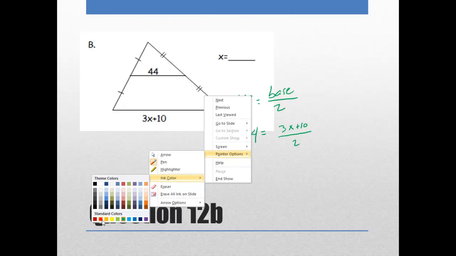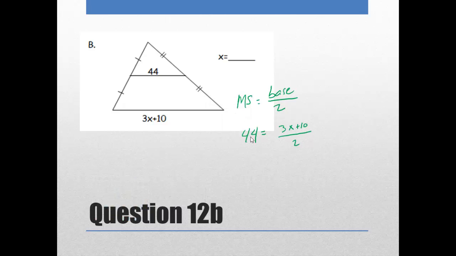Let's get some red. Okay, so we need to solve this equation to figure out what that x is going to be. So let's get rid of that 2 down there by multiplying everything by 2. So 2 times 44, 88 equals 3x plus 10. So 78 equals 3x, and x equals 26. Bam!